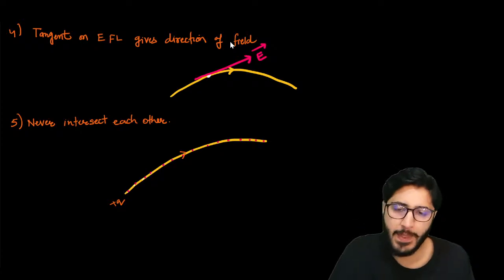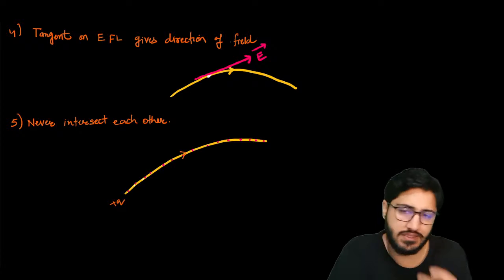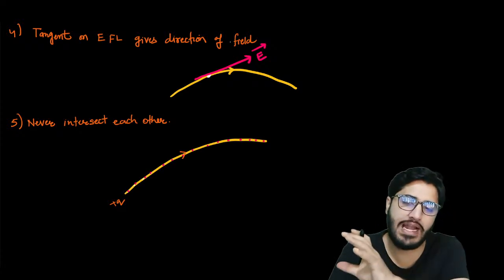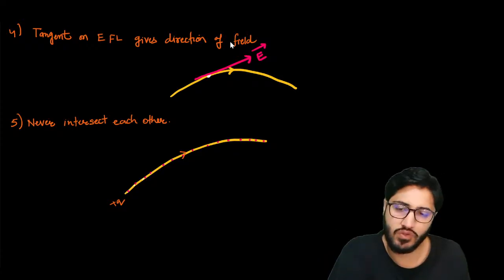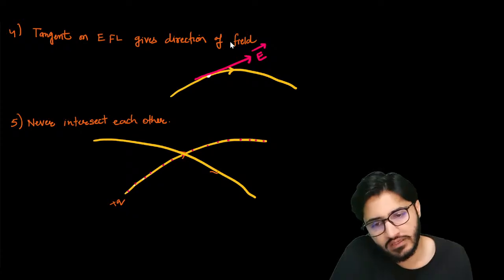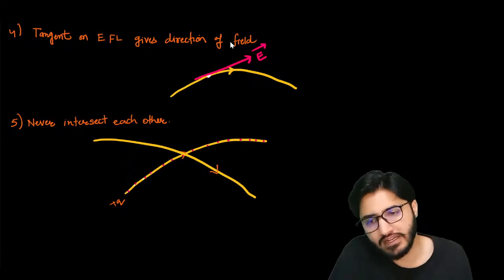Clear? Now let us think about that. For a moment, let's say two electric field lines meet each other. So let's make one more line like this. That means a charged particle will go in this way.